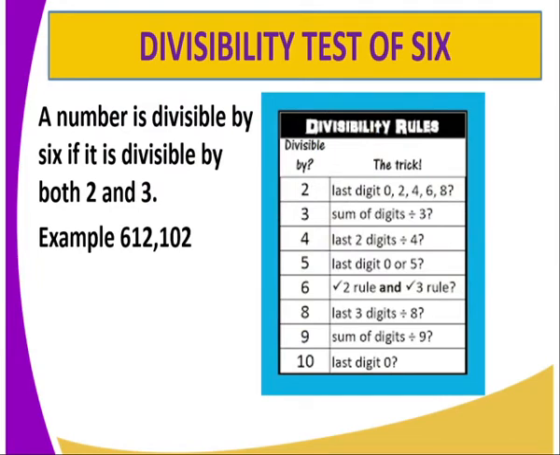We are going to have the first divisibility test, the test of 6. A number is divisible by 6 if it is divisible by both 2 and 3. So for you to know if a number is divisible by 6, you should first ask yourself, is the number given divisible by 2 and 3? Remember, here we are using the word and, not or. So the number should be divisible by both 2 and 3. If you find a number that is divisible by 2 and not divisible by 3, you rule it out, meaning it is not divisible by 6.